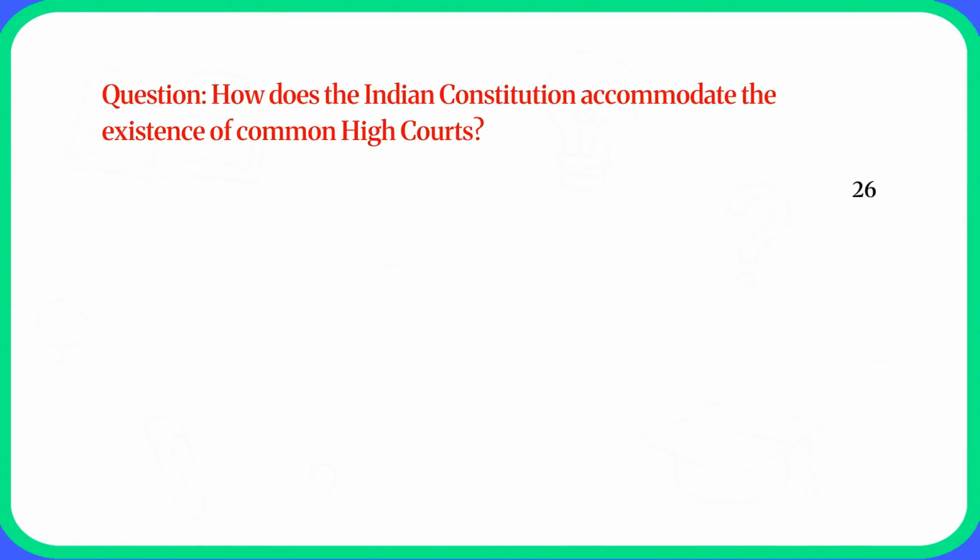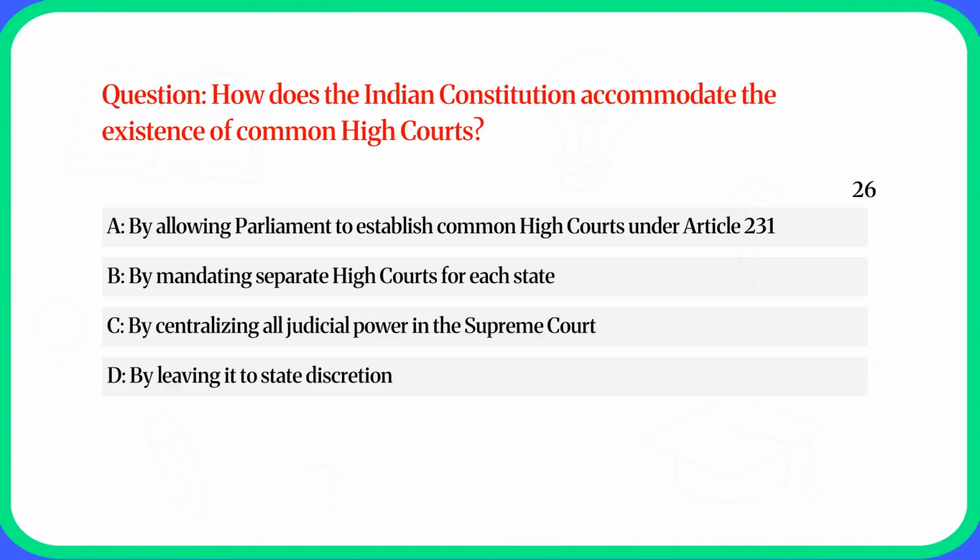Question: how does the Indian Constitution accommodate the existence of common High Courts? Answer: A. By allowing Parliament to establish common High Courts under Article 231.